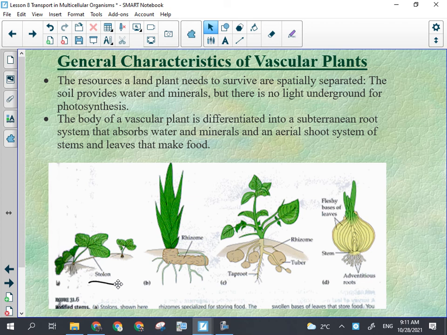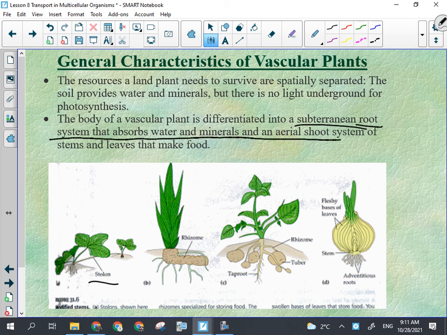All right, so the plant is divided up into roots, a subterranean root system that absorbs water and minerals, and an aerial shoot system of stems and leaves that make food. So we essentially consider this to be three parts: the roots, the stem, and the leaves. Each one has a specific job. Okay, everybody okay with that one?